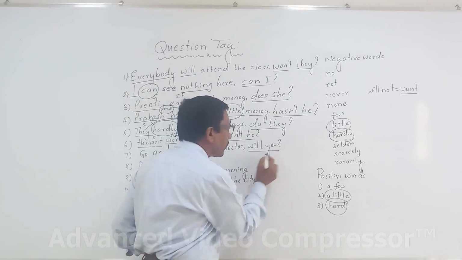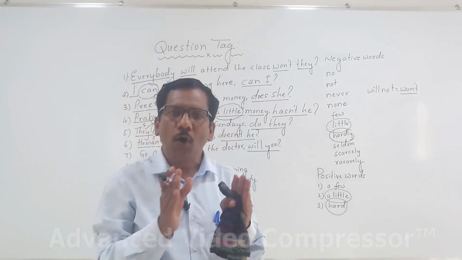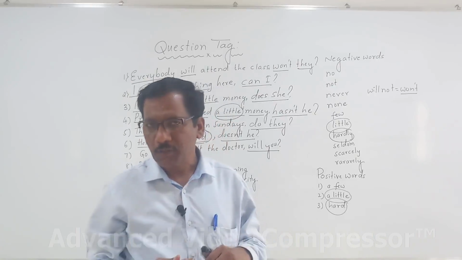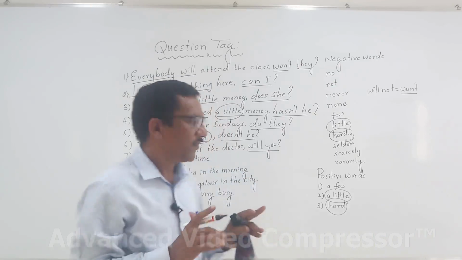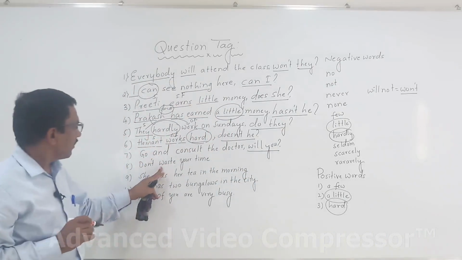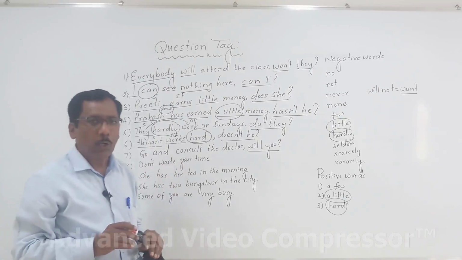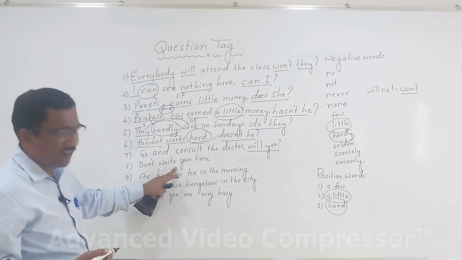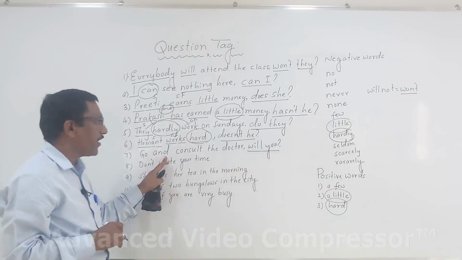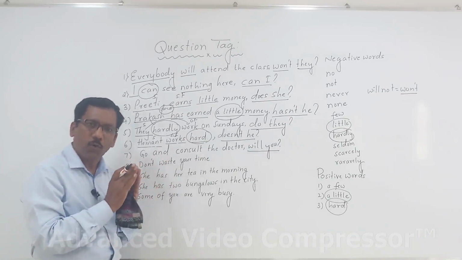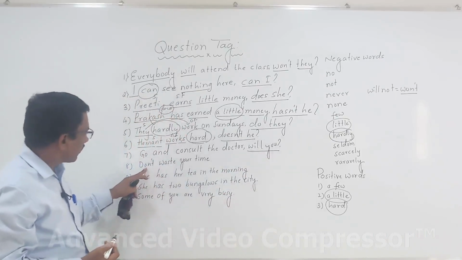whether the order is positive or negative, it doesn't matter. Let the order be positive or negative, but question tag will is used. Got it? For example, next, see the 8th example. Don't waste your time. This is negative order. Okay? So previous one, go and consult the doctor, it was a positive order. What question tag did we add here? Will you? See the next example.